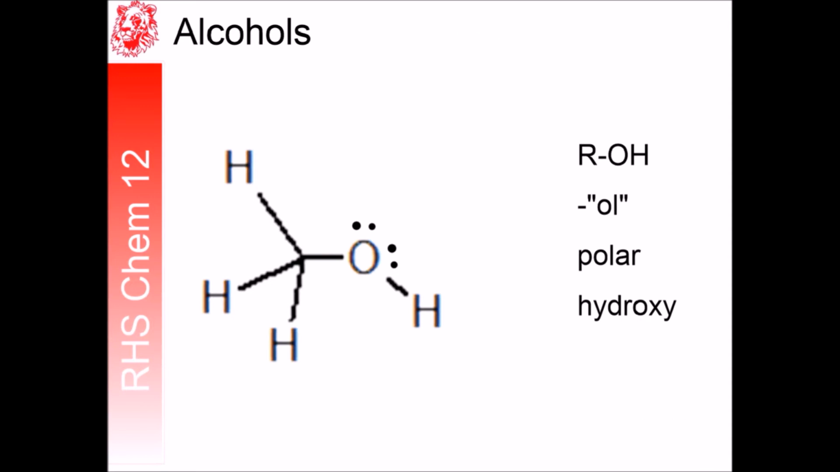Alcohol is one of the functional groups in organic chemistry, and it's denoted by an OH. So here we have part of a methane molecule, a C and an H3, and then instead of the fourth hydrogen from methane, it's attached to an O and then an H. It turns out that they're polar, and sometimes we'll call the OH group hydroxy.